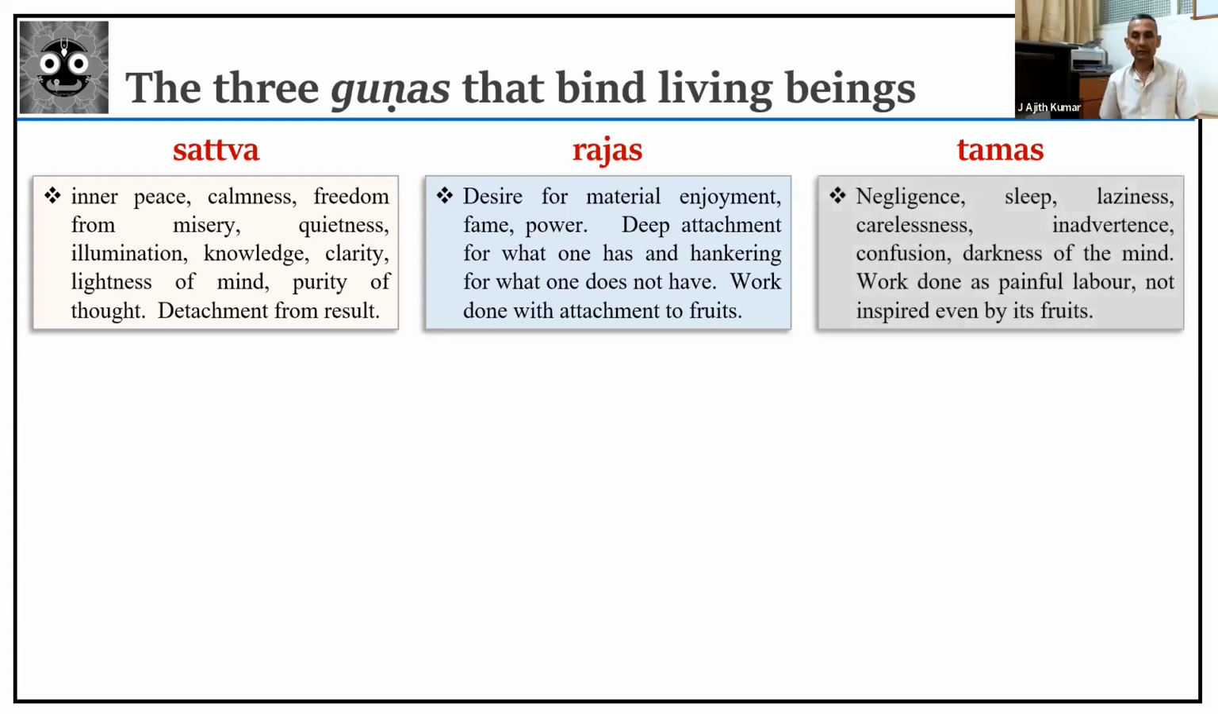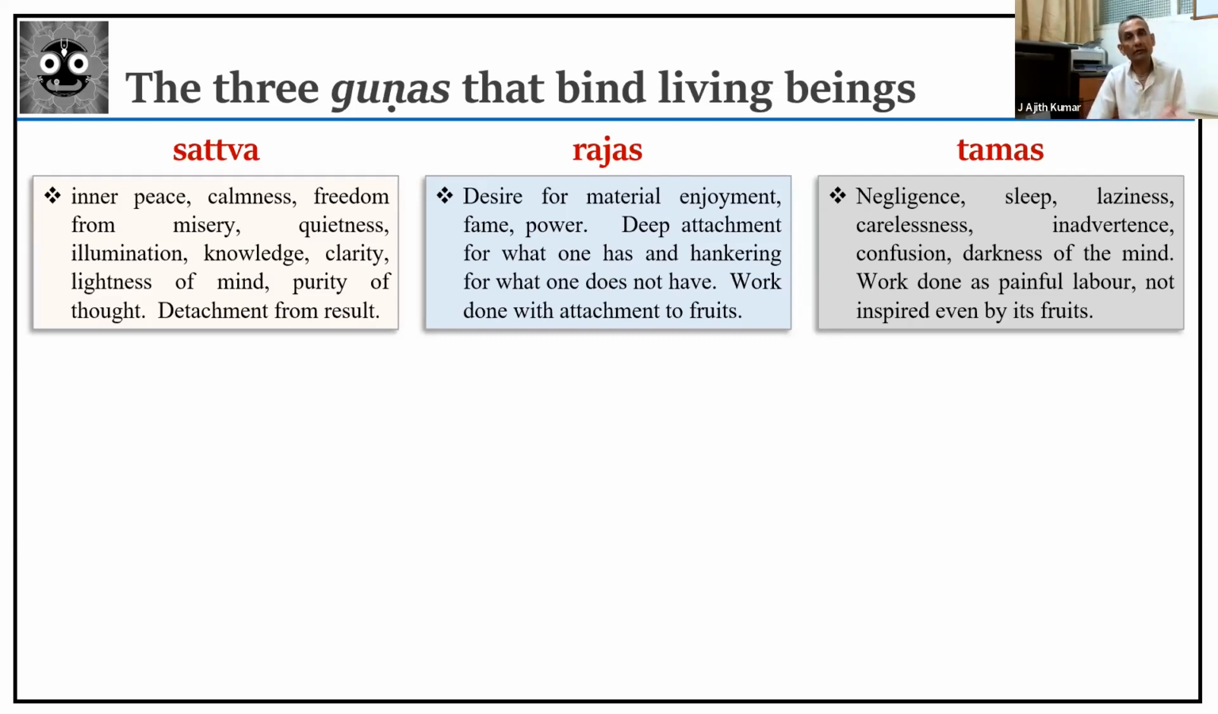Okay, what happens in tamas? In tamas, the person is heavily under the influence of things like sleep, laziness, carelessness, inadvertence, pramada, confusion, negligence, darkness of the mind, means cloudiness, cloudy thinking. Thinking is not clear, confused, mistaking the right thing for the wrong thing and the wrong thing for the right thing. And doing work also is painful labor, not even inspired by the fruits.